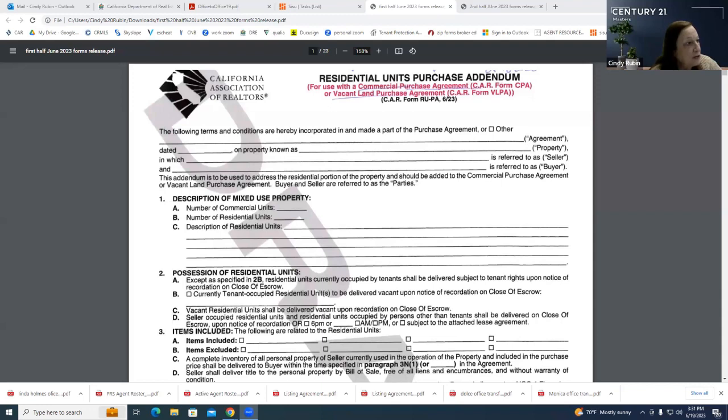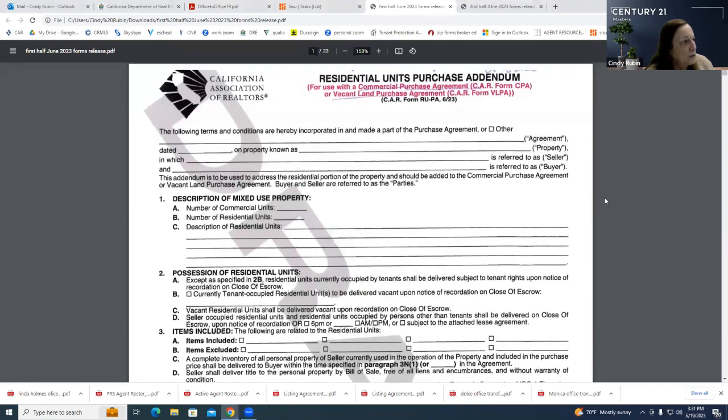Okay, I am sharing my screen. I don't know if you've all printed out the forms that are changed. If you did, I made a mistake and I put in the RPA when I should have put in the listing agreement. So in mine, I switched it. But I decided just to put them all up here so you can follow along.